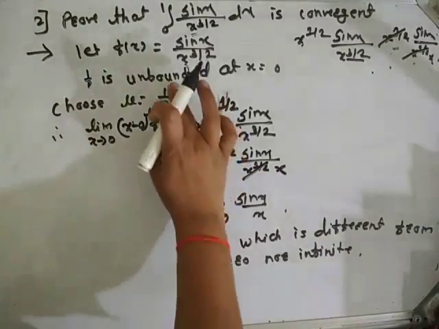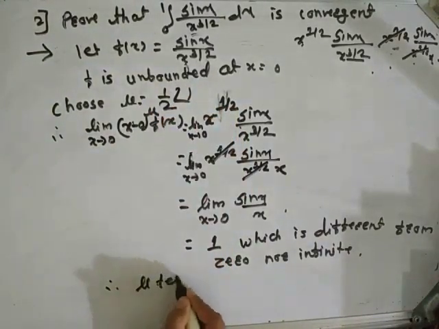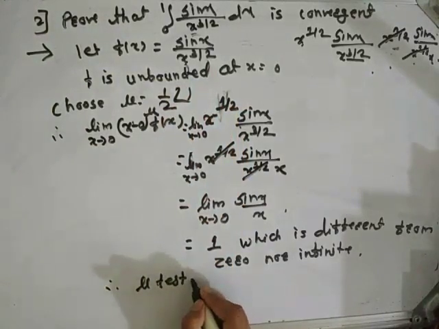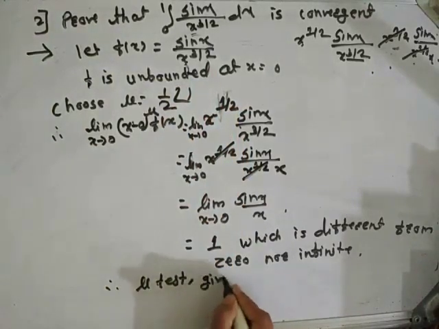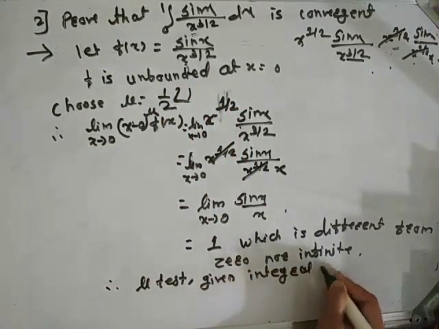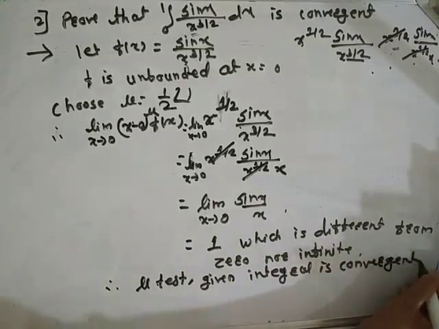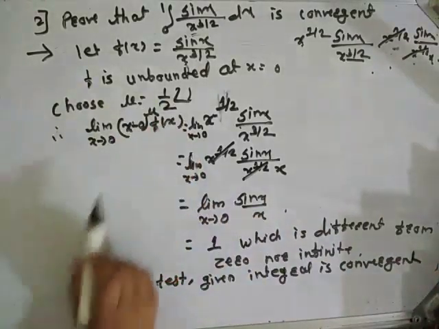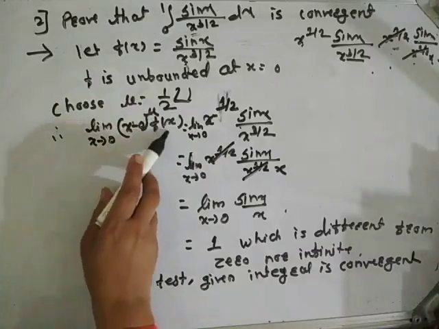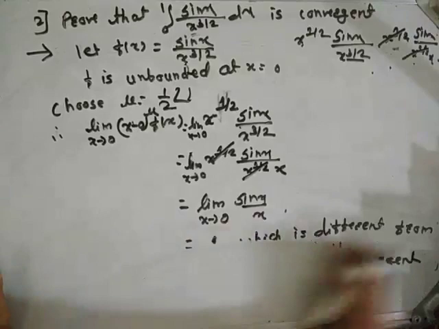Sorry, it is not greater than 1, it is less than 1. Therefore by mu test the given integral is convergent. Why is this convergent? Because mu is less than 1 and limit x raised to mu f of x is different from 0 nor infinite. That's why by mu test the given integral is convergent. Okay.